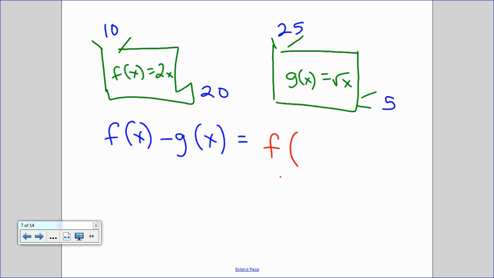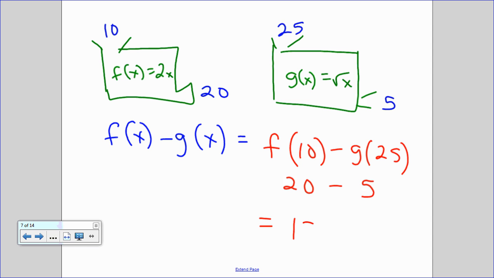We would have f of 10 minus g of 25. Let's see, f of 10 would be 20, and then g of 25 would be 5, and the output would be 15. Now I could do addition, I could do subtraction, I can do multiplication. If I multiply these outputs together, all I'm doing is changing the final operation. This now becomes 100. So f of 10 times g of 25 is 100.